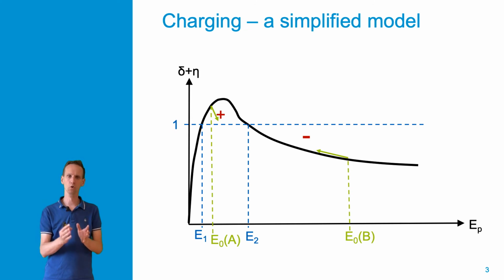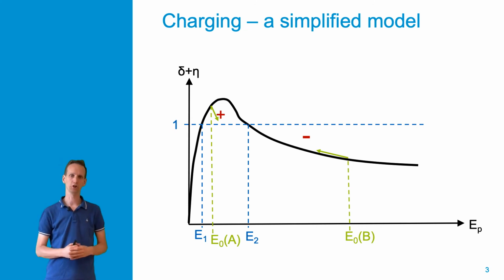This means that we move from the landing energy E0 to a slightly higher landing energy, where the attractive action of the positive charge buildup has so much lowered the secondary electron yield that the total yield becomes 1. This is indicated by the small green arrow.